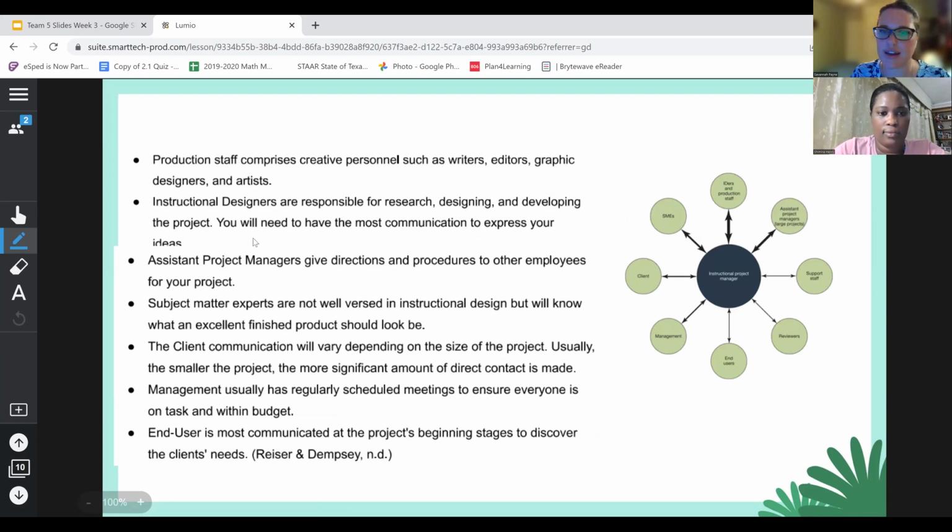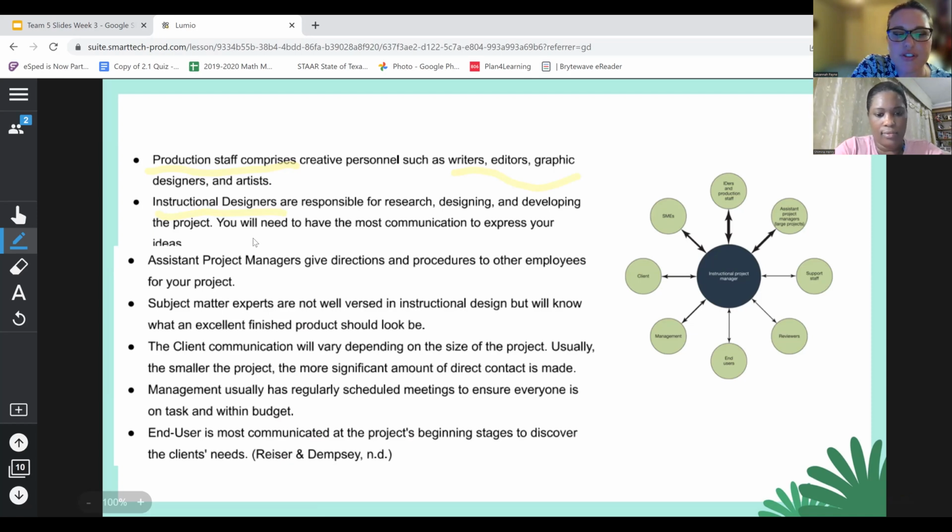So the next thing that I want to talk about is our team members. We have production staff. We have our instructional designers. By the way, production staff are our writers, editors, graphic designers, our artists, our creators, right? And our instructional designers are responsible for research, designing, developing the project. Then, of course, you need your assistant project managers that help give directions and procedures to other employees for you.